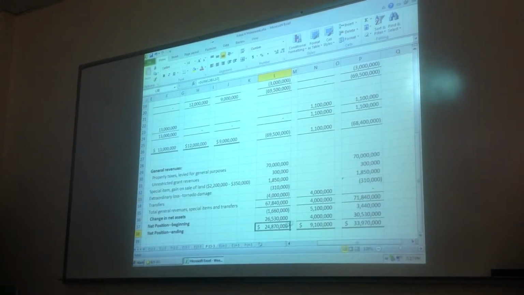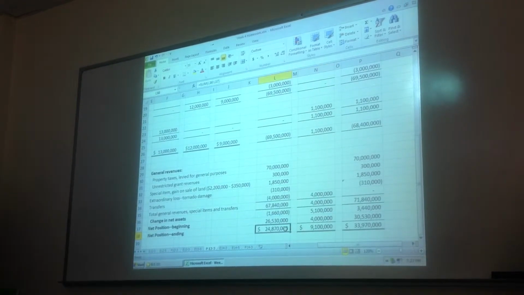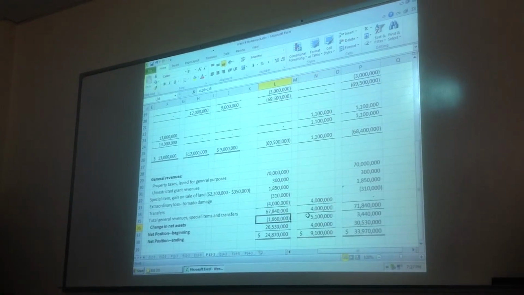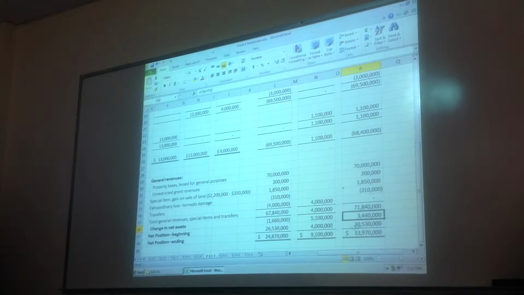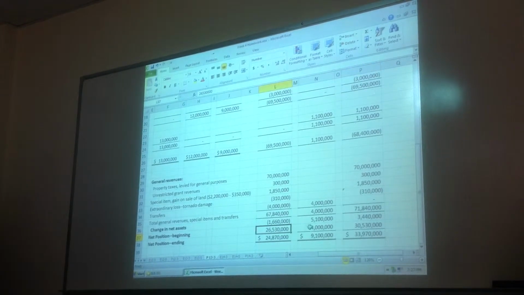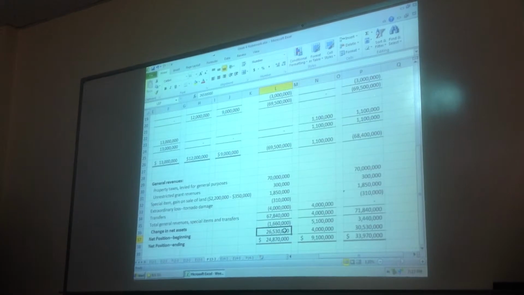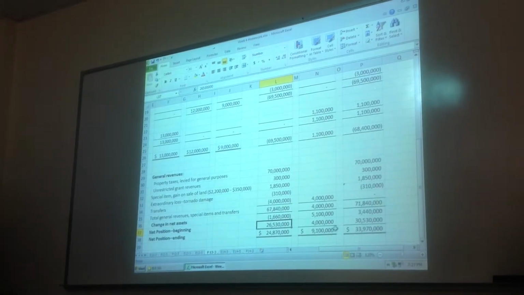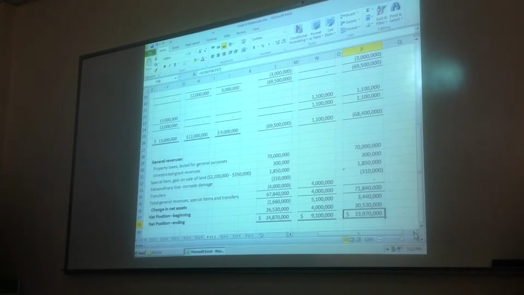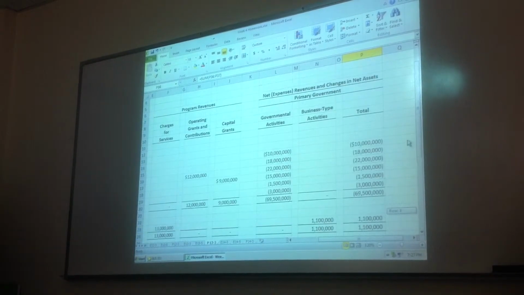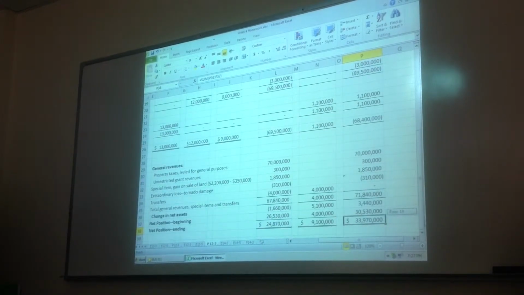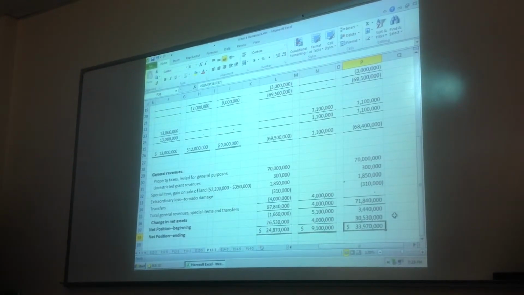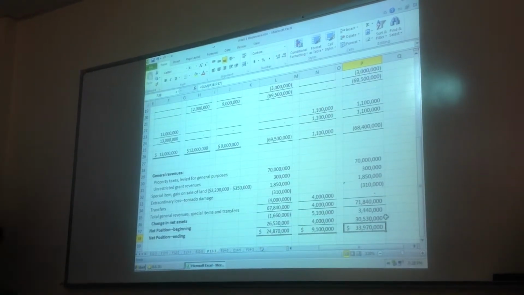I total each one so that I know what's coming. Well, I know what my change in net assets are for each one, right? Then I'm going to total them up for my whole government. I'm given the net position beginning for both my enterprise funds and my governmental activities funds, right? Mm-hmm. And then I add or subtract the change in net assets, and I come out to a final net position. Net position ending, $33,970,000. Change in net assets was $3,440,000.